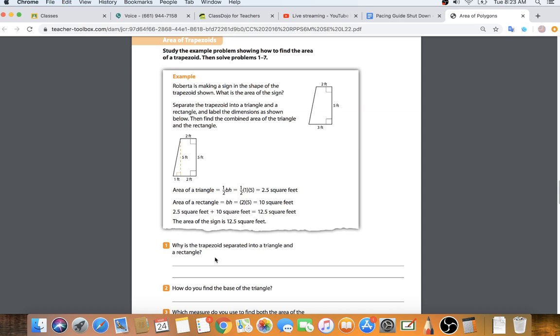That's because it's to help us find the area. When we do this, we find the area for the triangle, and then we add it to the area of the rectangle. So we add both areas up. So we split it so we can add both areas up together.